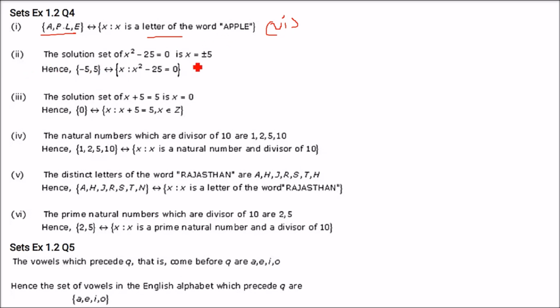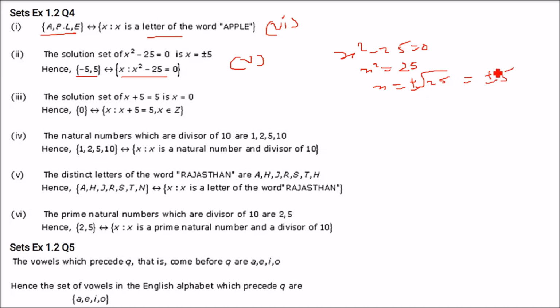Second is 5 and minus 5. 5 and minus 5 we have to match. On the right hand side, if you see this fifth one, this is matching, right? So we have X is such that X square minus 25 equal to 0. That means X square equal to 25. So X will be equal to plus minus under root 25. This will be equal to plus minus 5.